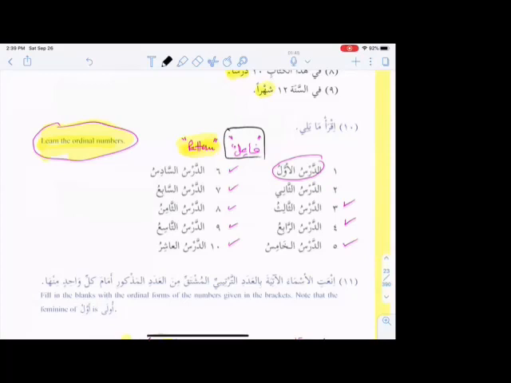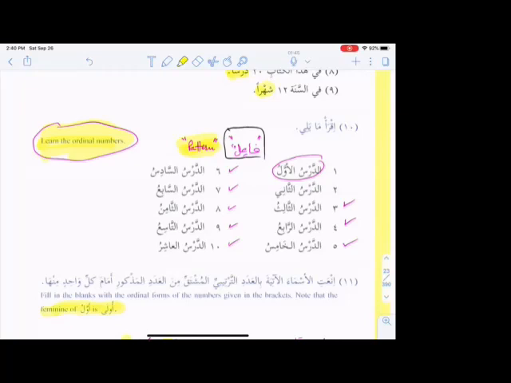Number 1 has its own pattern, but starting from number 2, it is all fa'ilun. So number 1 is awwalu, and if you have a muannas, then it becomes ula. Awwalu becomes ula. We just keep that in mind. These things, I'm sure, with practice, will be understood very easily by you and even used by you.